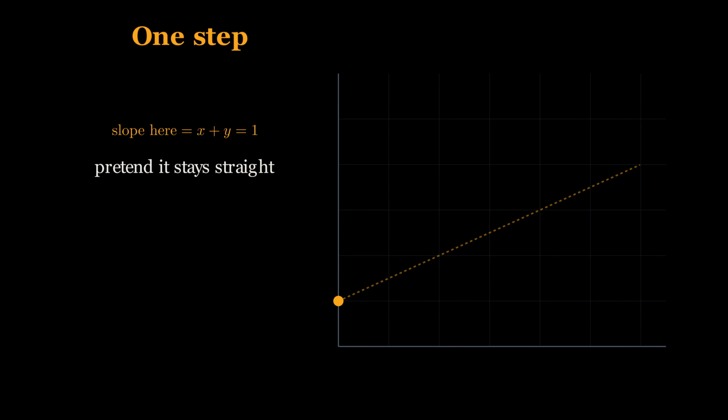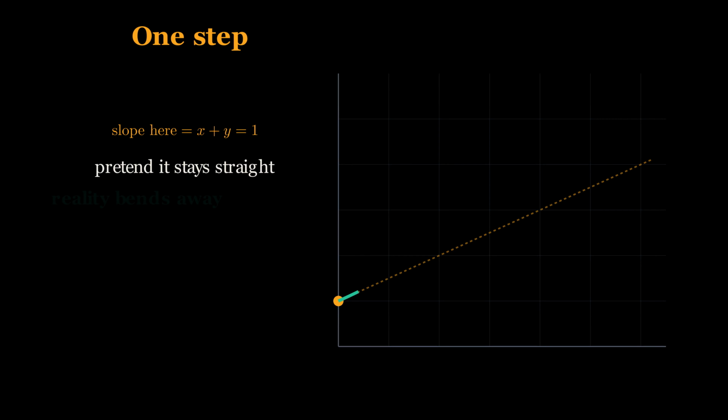Zoom in on a single step. The equation says the slope right here is exactly 1. We don't know the curve, so we make a bold guess. Pretend the slope never changes, and the path is a straight line, running off forever.